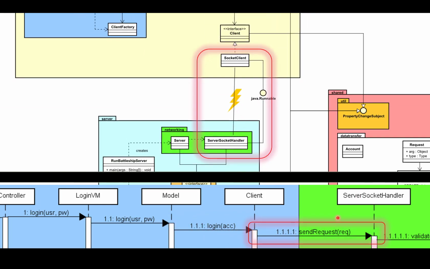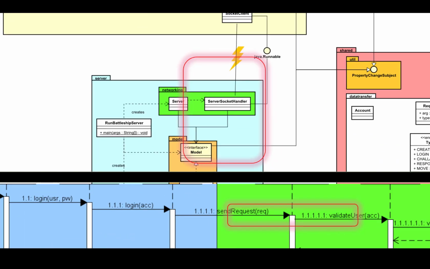server. Here I'm sending an instance of my request, so the object argument will be my account class, and the type will be some enum of login, I think I call it.